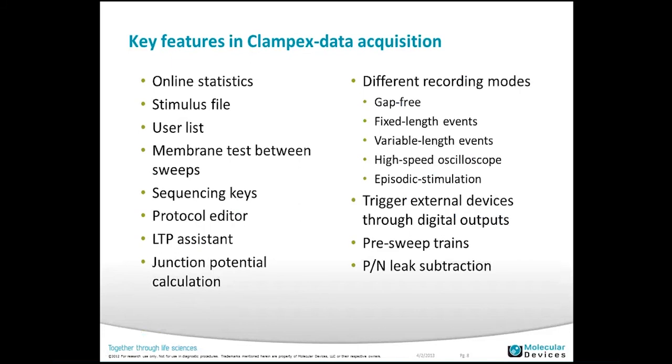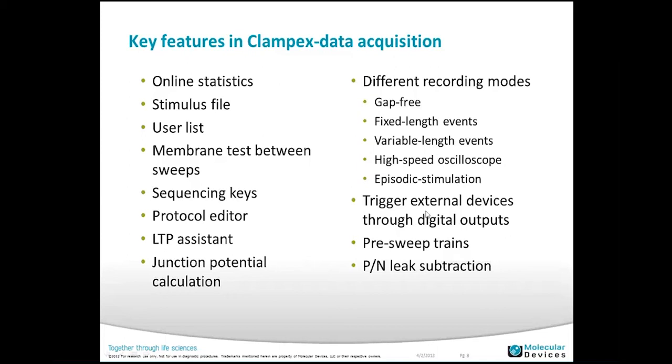Now, this slide covers some key features for Clampex data acquisition. We have online statistics, where you can make online measurements, for example the slope or the peak of the current. You can also have stimulus files and the user list, membrane test between sweeps, and a sequencing key that can help you run a series of protocols together. We also have a very user-friendly protocol editor, an LTP assistant, and liquid junction calculation, and we also offer several recording modes. For example, people use a lot of episodic stimulation, gap-free mode, and variable-length events. We also offer the ability to trigger an external device through digital output.